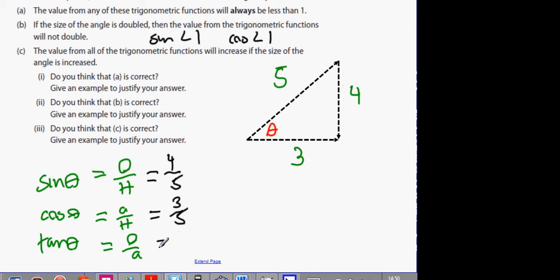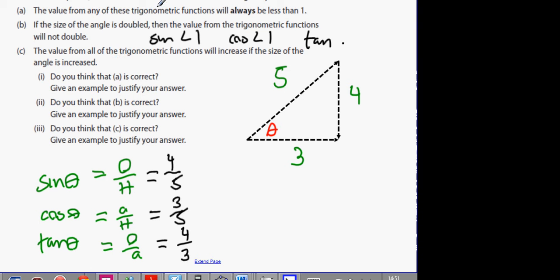What about tan theta? In this one it's 4 over 3, which is bigger than 1. So what it basically is trying to say is that cos theta and sine theta are always guaranteed to be less than 1, but tan theta isn't. Do you understand? Tan can be any value. Okay? So that's false.